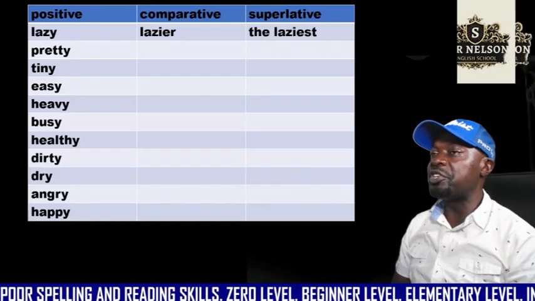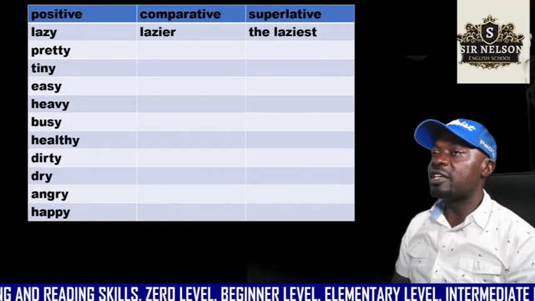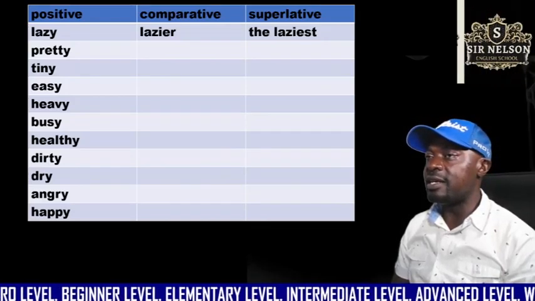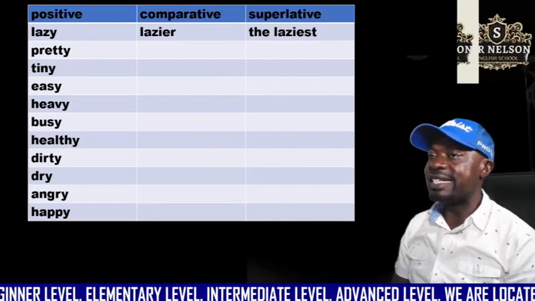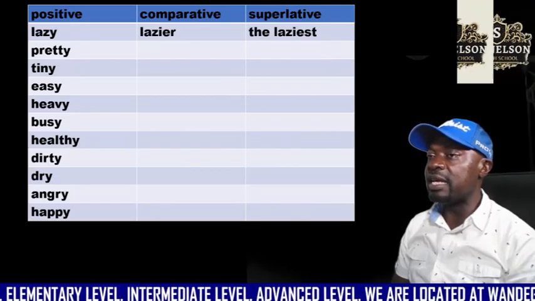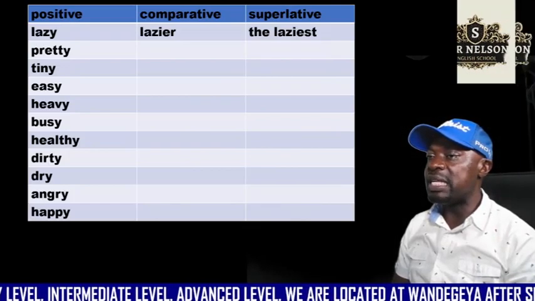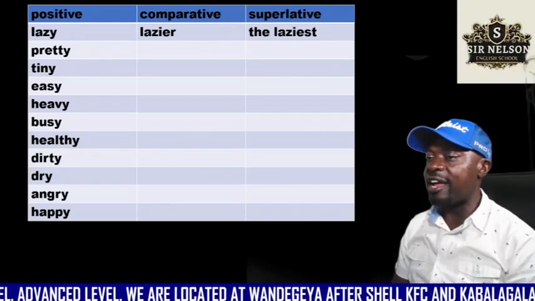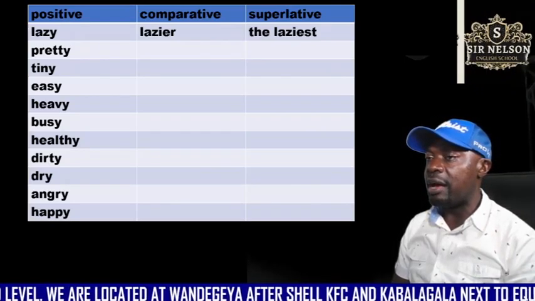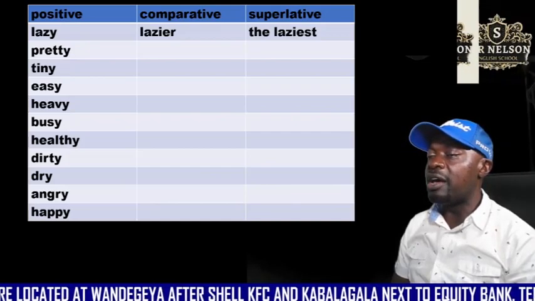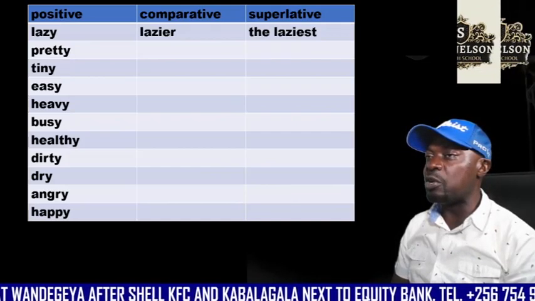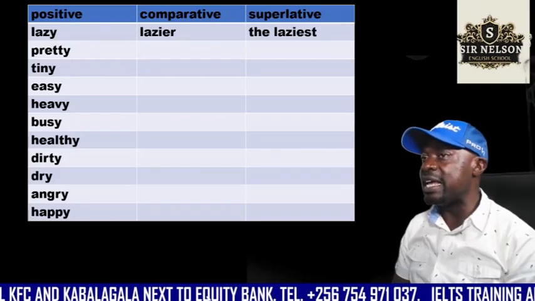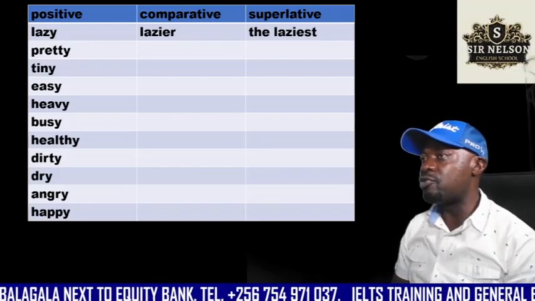is the positive degree. And let's read the adjectives. Read after me. Lazy, pretty, tiny, easy, heavy, busy, healthy, dirty, dry, angry, happy. All these adjectives end in Y, and the pronunciation is the same, lazy, pretty, apart from dry.